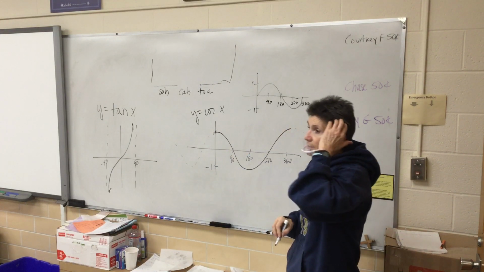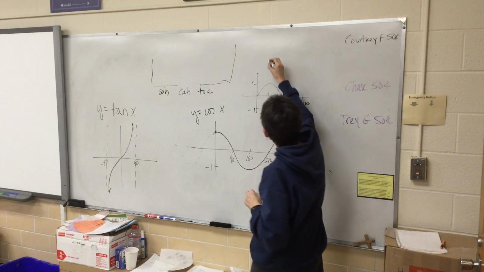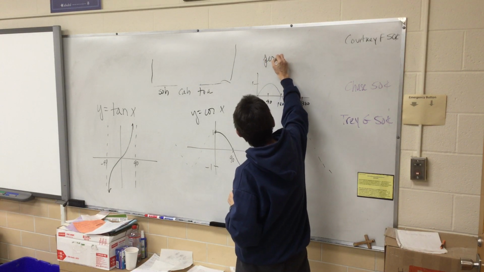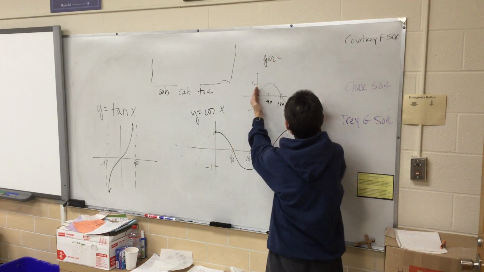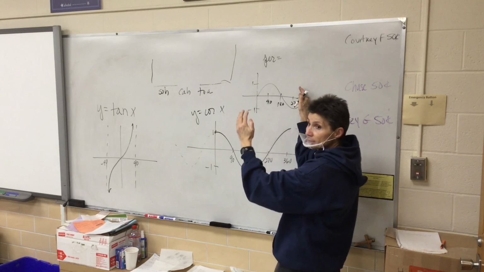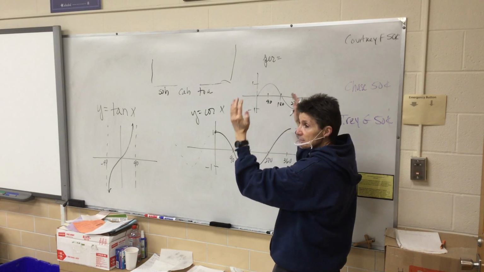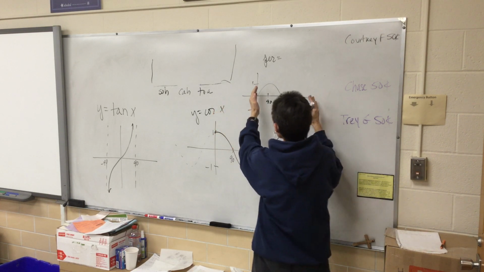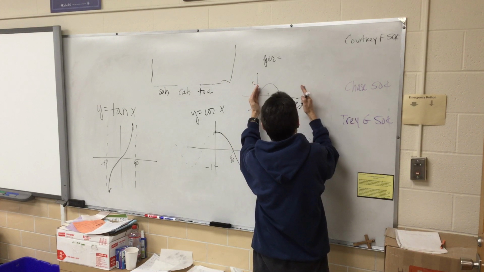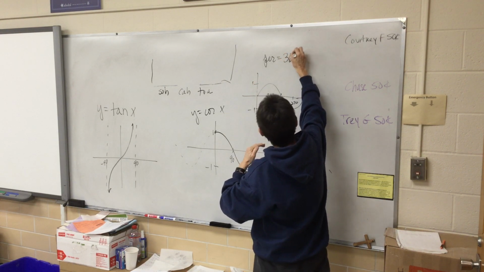Okay. The period and the amplitude. Period is distance from beginning to end. That's period. Distance from beginning to end. So for a sine, we're going from 0 to 360, so the period would be 360.